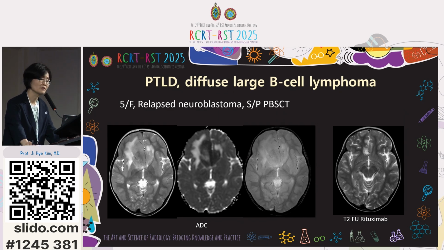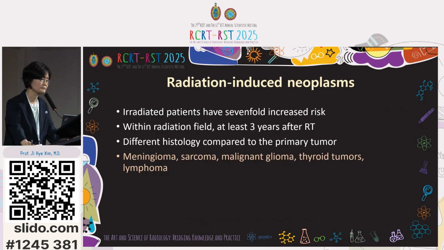PTLD can occur in the brain after transplantation, and in this patient we can see the midline mass with edema and a strong ADC decline. It was proved to be diffuse large B-cell lymphoma and improved after rituximab treatment. Radiation also induces secondary neoplasms, which occur within the radiation field at least 3 years after the radiation.